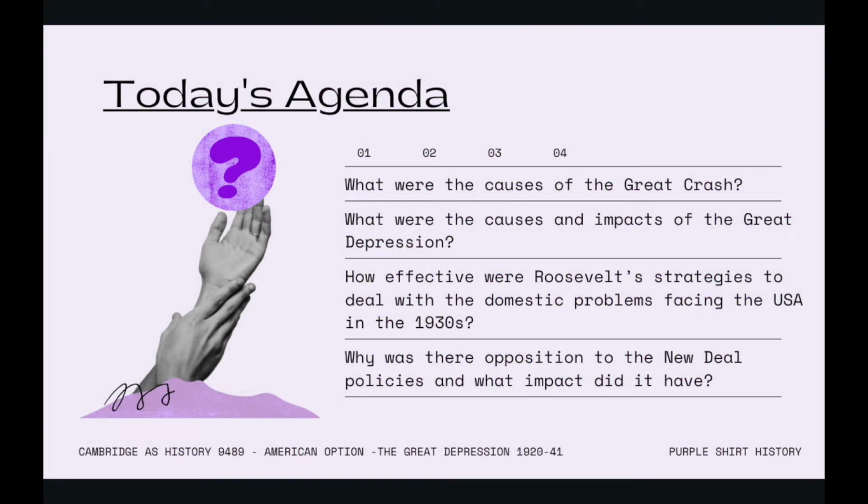Looking at the agenda for today, what were the causes of the Great Crash? Many different causes. It can't be simplified just down to one thing. There are many major things, but you can't put everything on one particular aspect like Wall Street or overexpansion of agriculture or consumer credit. All these things work together to lead to the Great Crash.